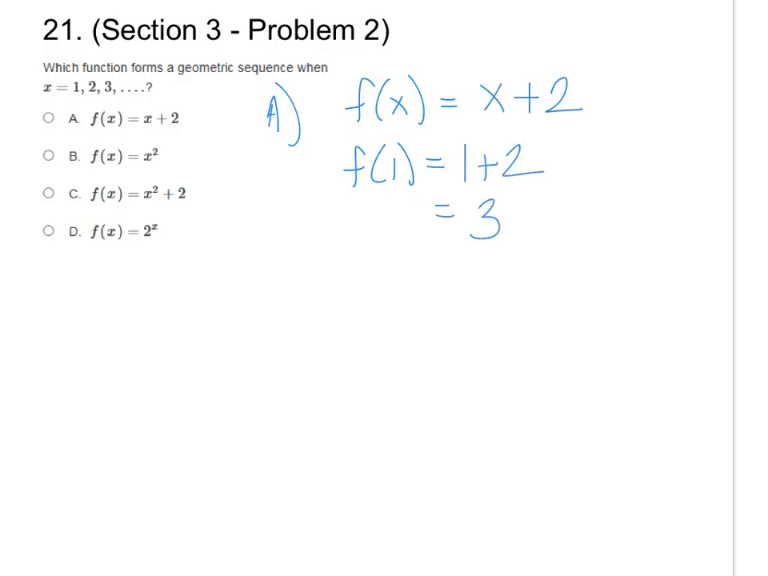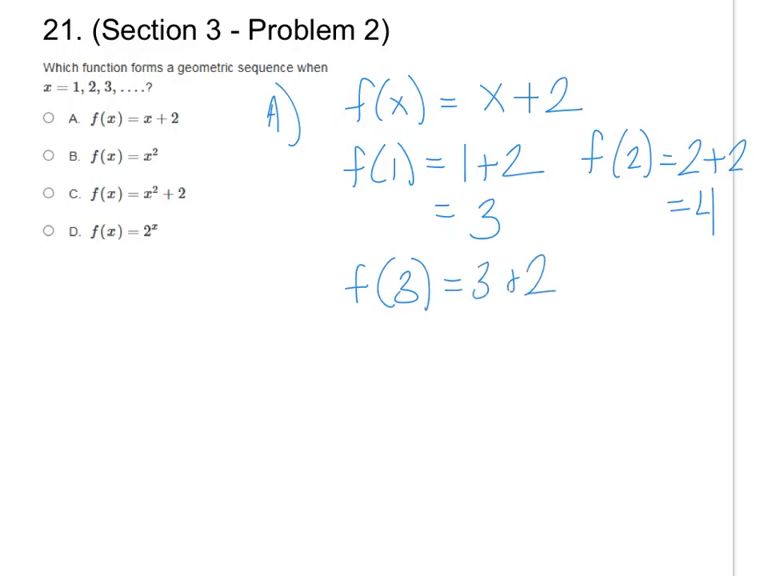and I get 3. So then when I plug in 2 for x, f of 2, I get 2 plus 2, which is equal to 4. And then when I plug in 3 for x, I get 3 plus 2, which is 5. So the first three terms of the sequence are 3, 4, and 5.